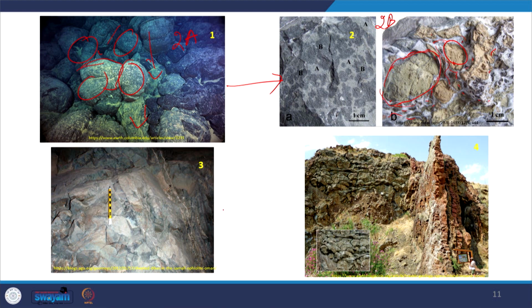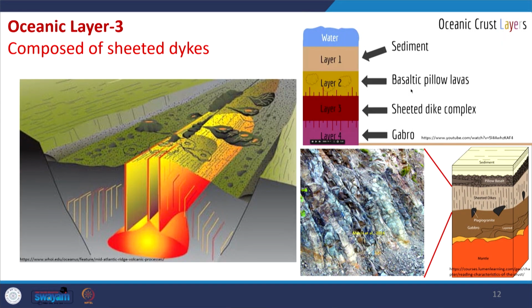Now, these two photographs are representing 2C, that is the intrusives. You can see within those pillows there are some intrusions, they are the dike intrusions. Here within this pillow there are dike intrusions. So, there is a clear-cut distinction between layers 2A, 2B and 2C. Then we are getting to layer 3 of the ocean basin or oceanic crust.